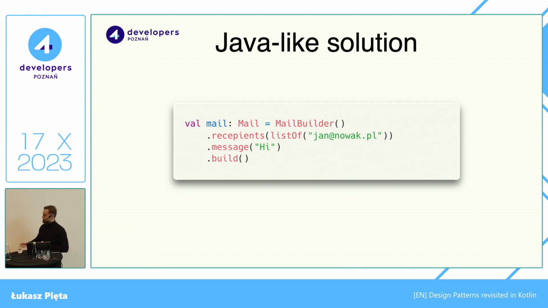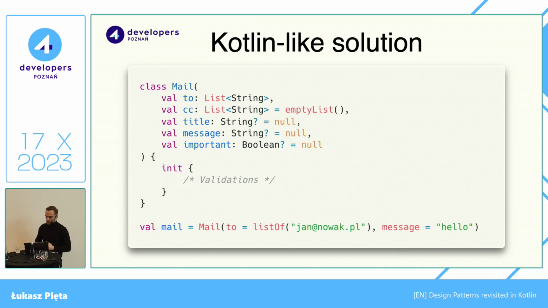So what you've got is an API like this. You've got builder initialization, and then you invoke methods to set things, and at the end you build it, and you've got the mail instance. In Kotlin, you don't need to do it. Why? Because Kotlin has two features which make the builder problem not exist at all.